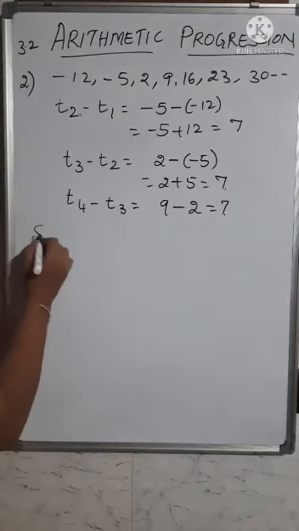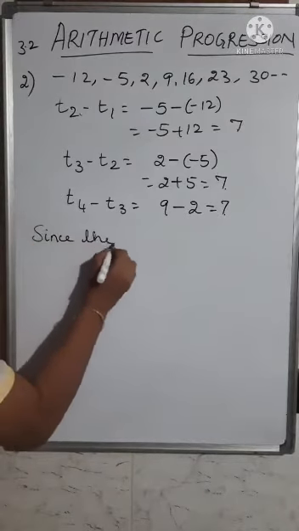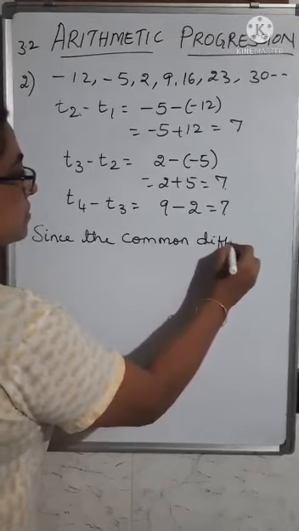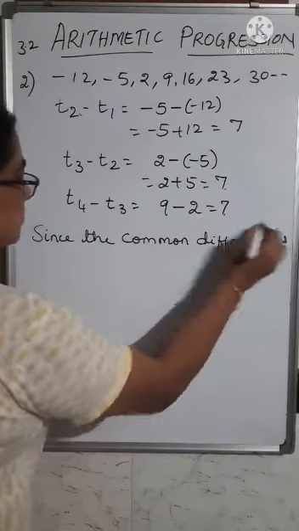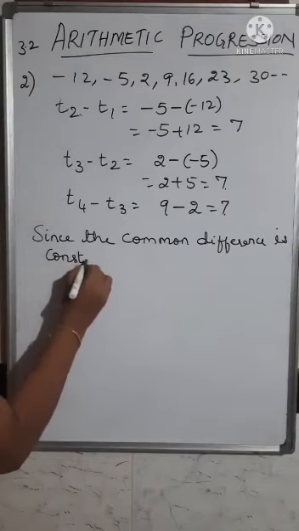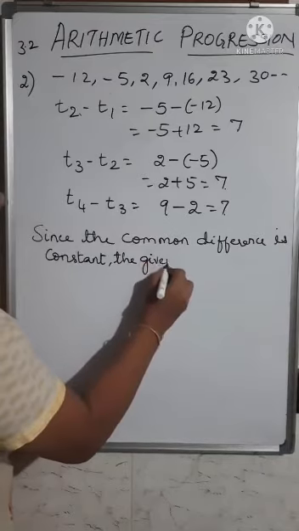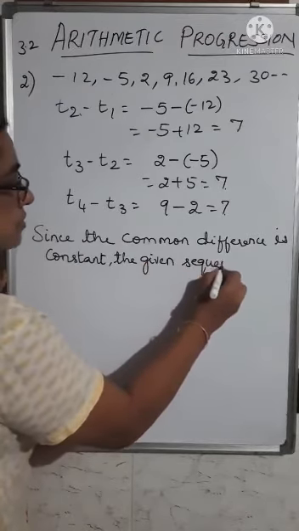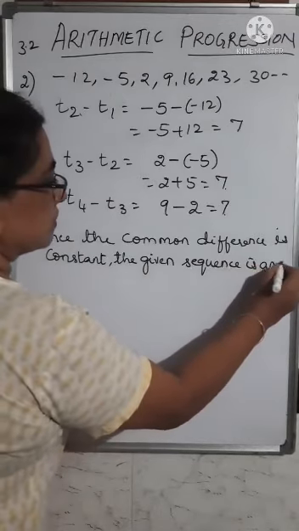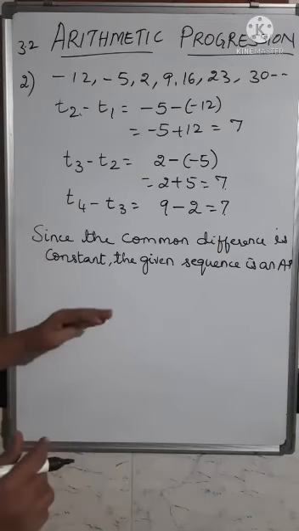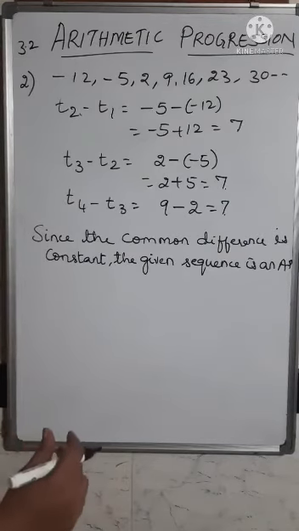So you have to write, since the common difference is constant, the given sequence is an AP. So the first part of the question we have completed. And the second part, if it is an AP, they have told to find the 20th term. So to find the 20th term, you have learned the formula, the Tn formula.